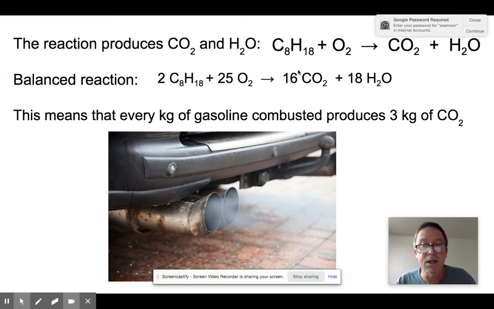If you do the stoichiometry, what you find is that every kilogram of this you burn makes 3 kilograms of CO2. So if you pump 5 kilograms of gasoline into your car, you're going to put 15 kilograms of CO2 into the atmosphere. There's no avoiding it.